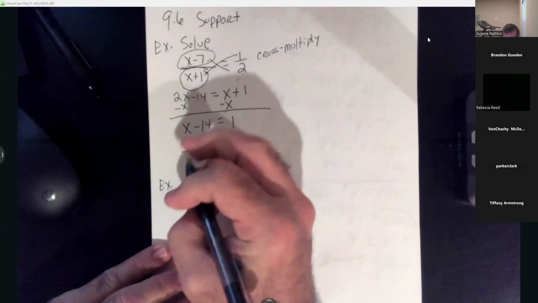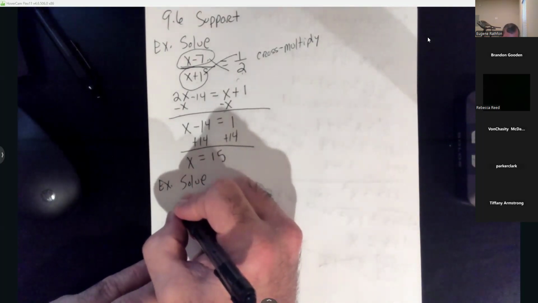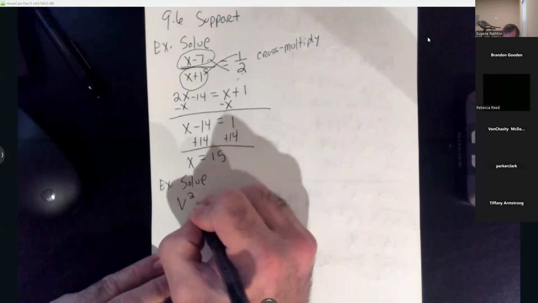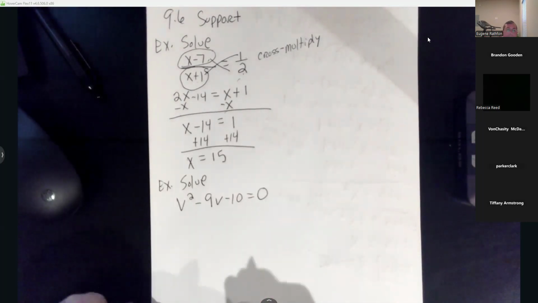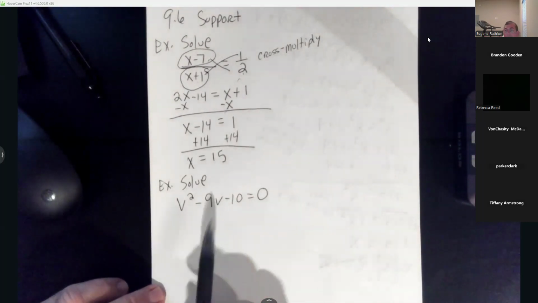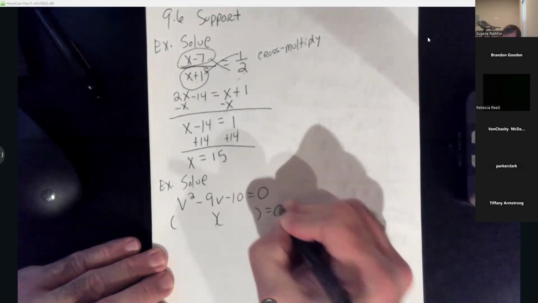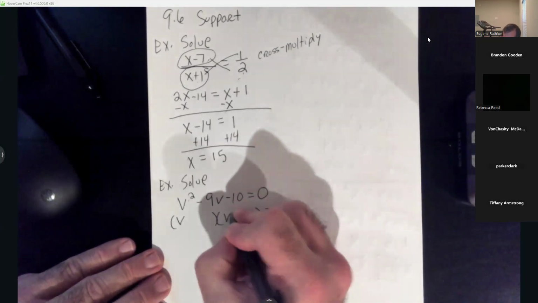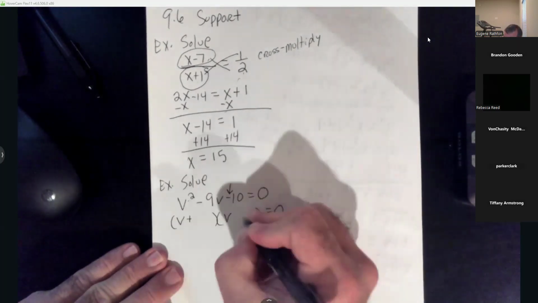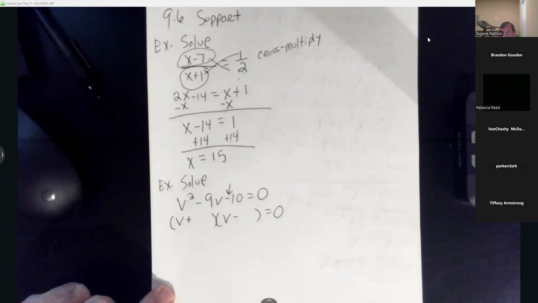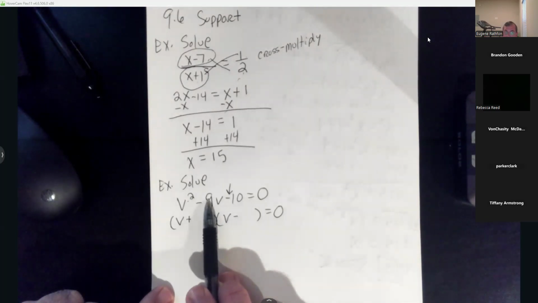All right, they're going to have one like this one. It says solve. Mine has v squared minus 9v minus 10 equals 0. So y'all, this one's getting you ready for the ones where I had to factor. So I got a v squared, that'll be a v and a v. Last number is negative, so one of these will be positive, one will be negative. I'm looking for factors of 10 that'll subtract and give me 9.